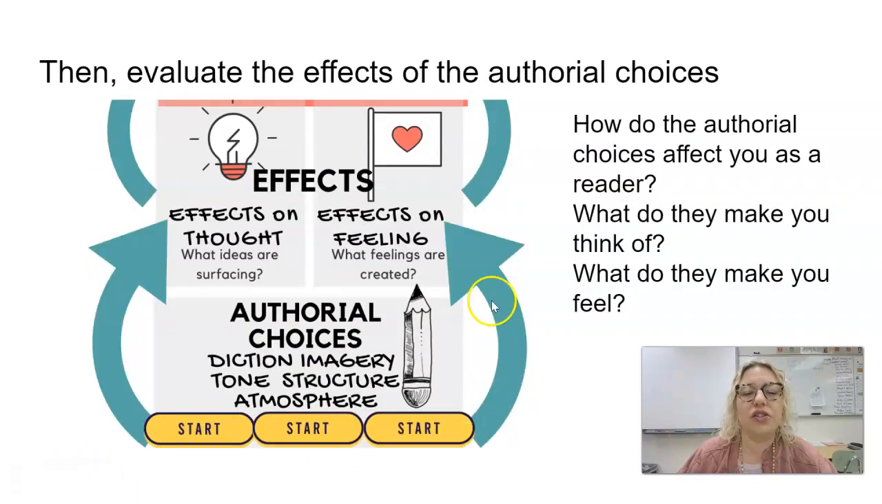The next thing to do is to look at how the authorial choices affect you as a reader. What do they make you think of? What do they make you feel? And the best way to do this is when you find patterns of authorial choices that create larger effects on what you're thinking and what you're feeling.